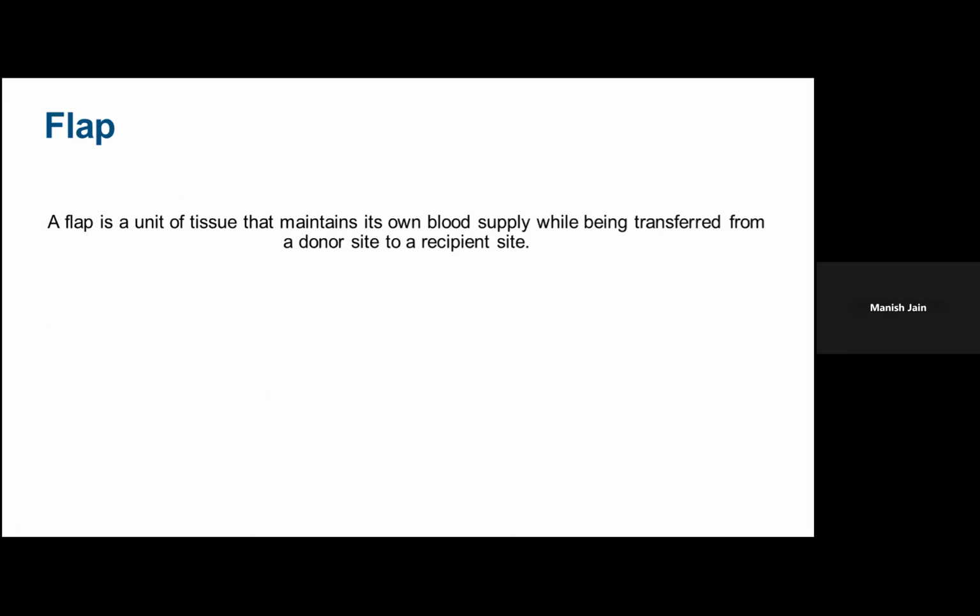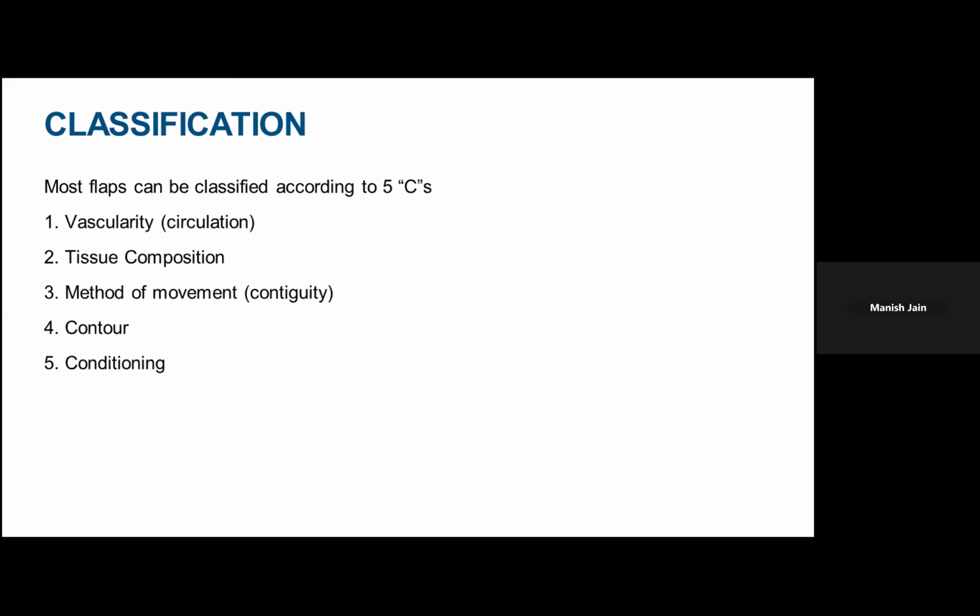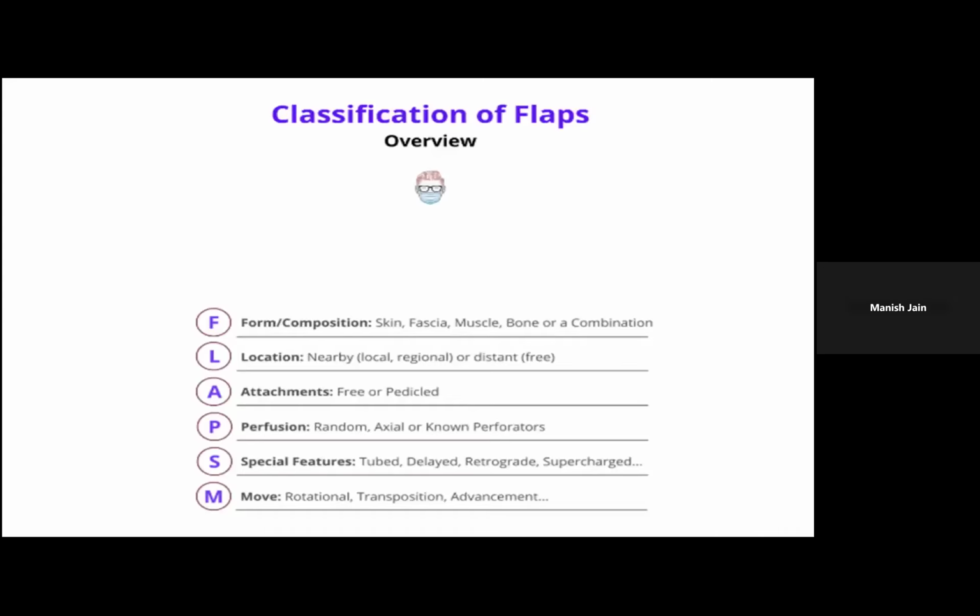So what is a flap? A flap is a unit of tissue which has its own blood supply when it is transferred from the donor to the recipient site. This is the basic definition of a flap. There are many classifications, but the most common classification is the 5C, in which we classify flaps according to circulation, tissue composition, movement, contour, and condition. This is the most well accepted classification for flaps. So this is the main overview.